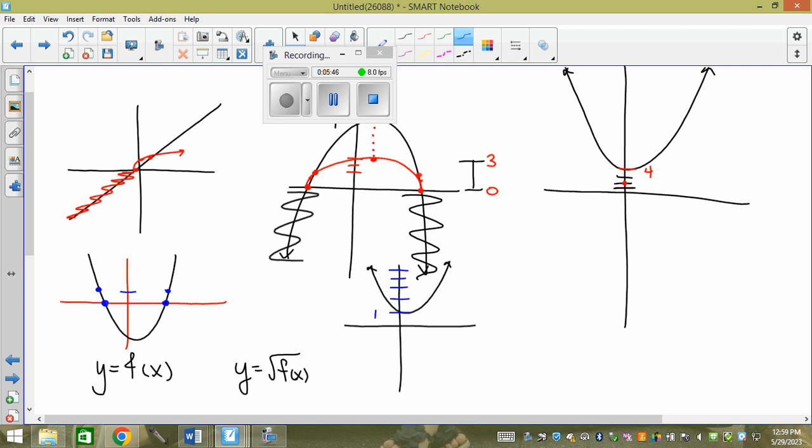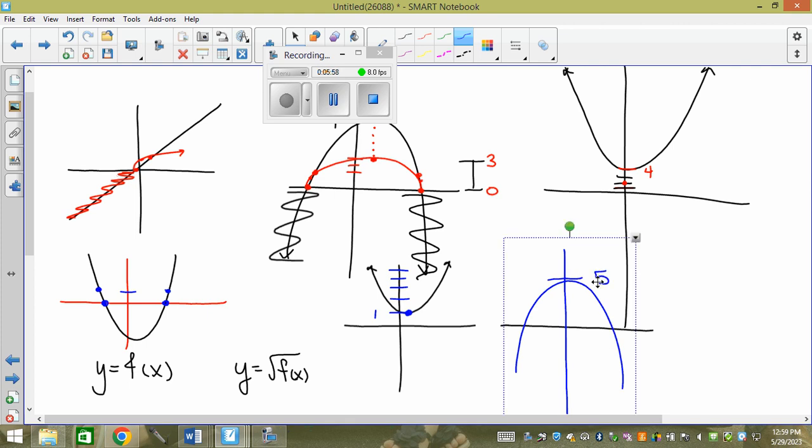How many does this have? 1. Right? What about this? How many would you have? 1, 2, 3, 4. What about this one? 0. There's no place to cross a 0 and 1.